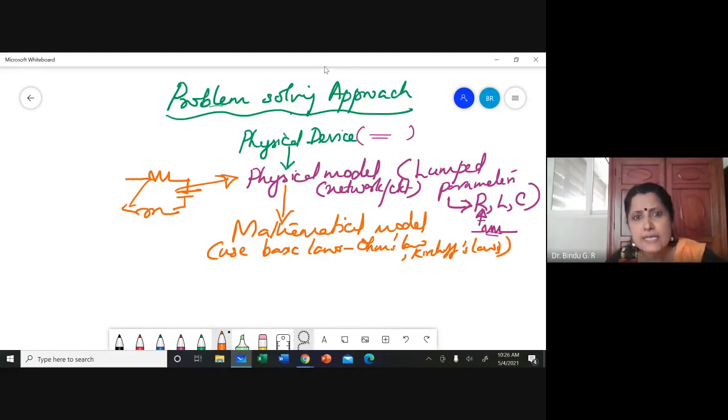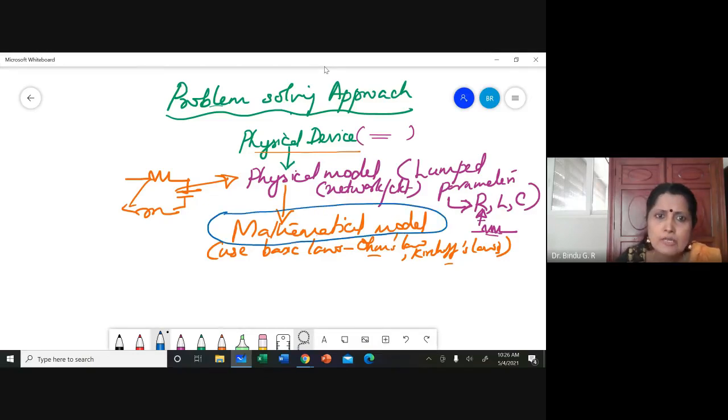Had this physical device been a furnace, for example, instead of lumped parameters like resistance, inductance, capacitance, I would be putting it in the form of mass, friction, and all those things. And instead of using Ohm's law and Kirchhoff's law, I would be using D'Alembert's law or whatever mechanical laws there are in mechanical engineering. So finally, what I am aiming at is to get a mathematical model. Now I am no longer bothered about the physical device, how it looks, or how much dust is on it. What I am bothered about is only the mathematical model.